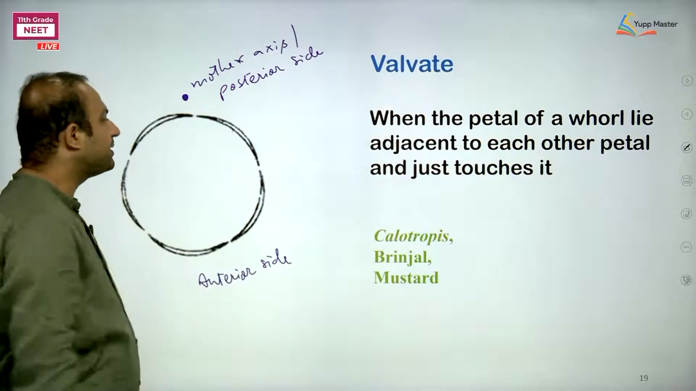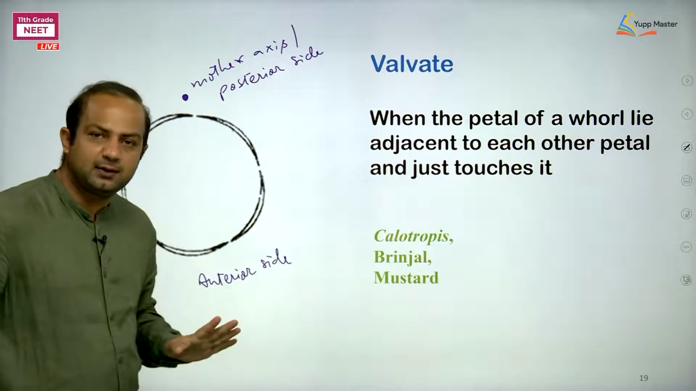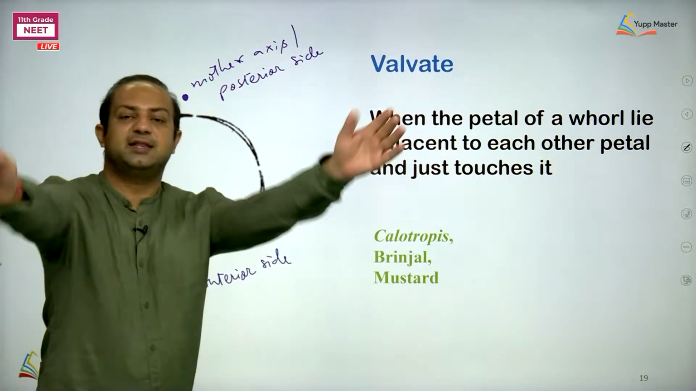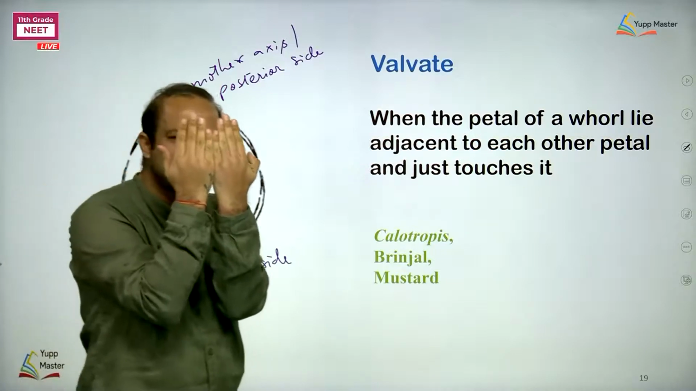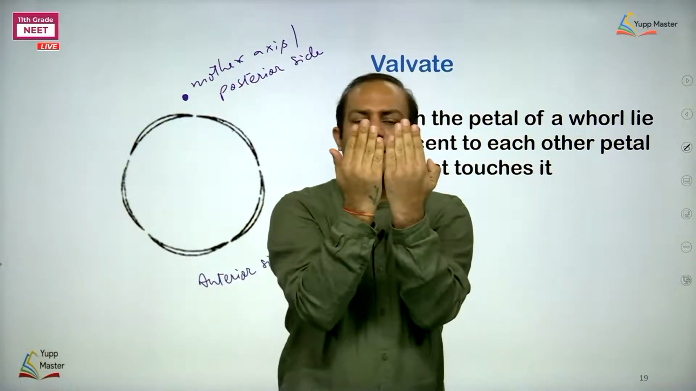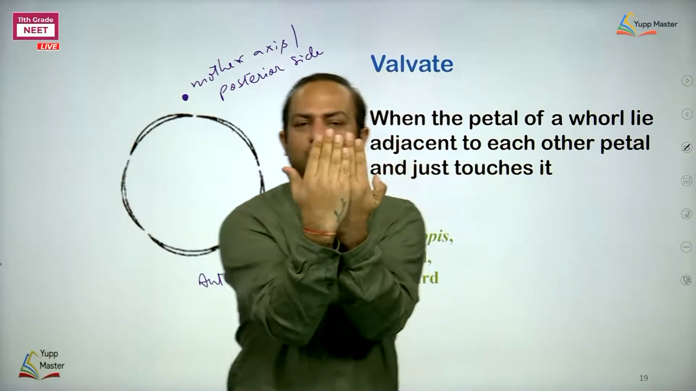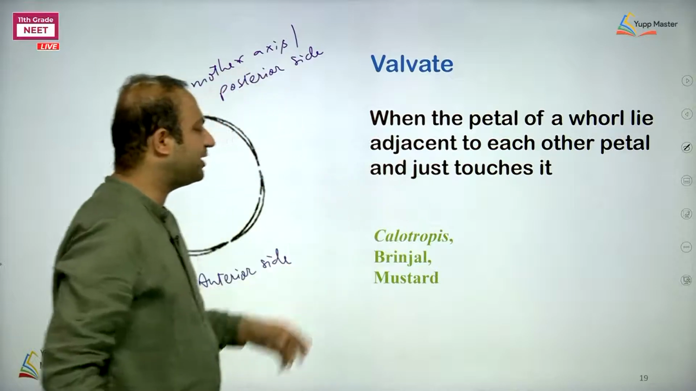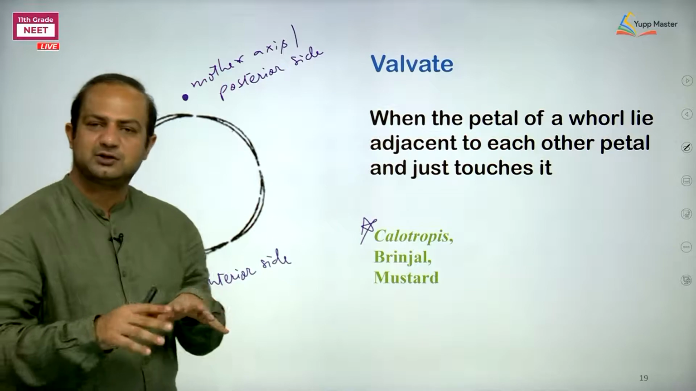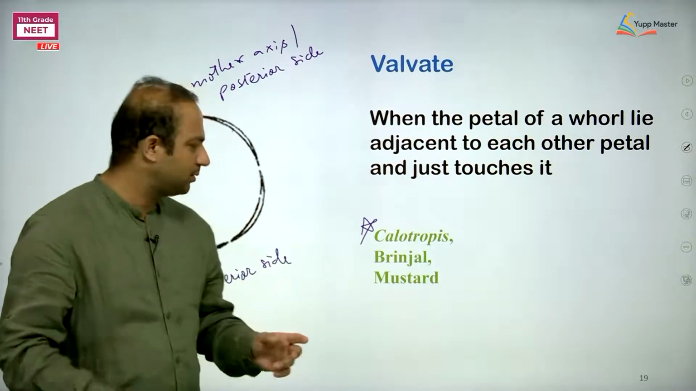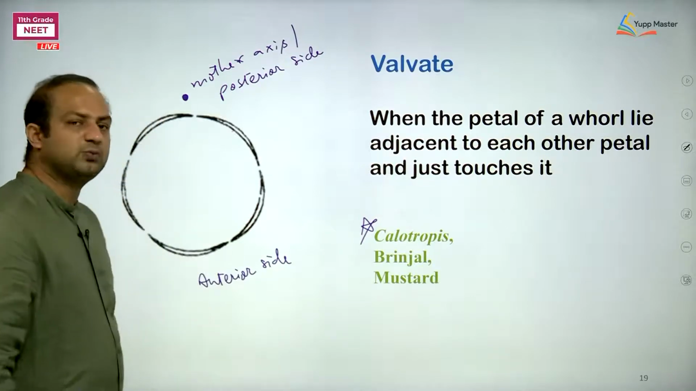Here I am saying the petals may be fused or may be free, but they are not overlapping, right? They may be present like this, just touching each other, or they may not be touching each other, but they are not going to overlap. That kind of condition is called valvate, seen in Calotropis, very important. Brinjal means obviously tomato, potato, chili, and mustard, obviously in radish as well. Okay, so this is valvate.